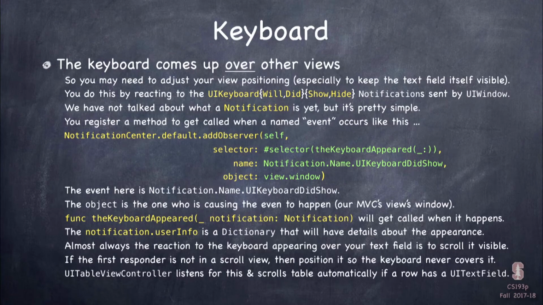Now, when I talk about an NS notification, hopefully next week, I will tell you how to find out that the keyboard has come up, where it's come up, and then you can react by moving your UI out of the way, hopefully by scrolling it in a scroll view, but you might have to do it some other way.